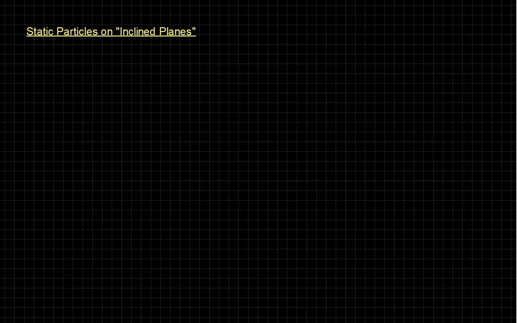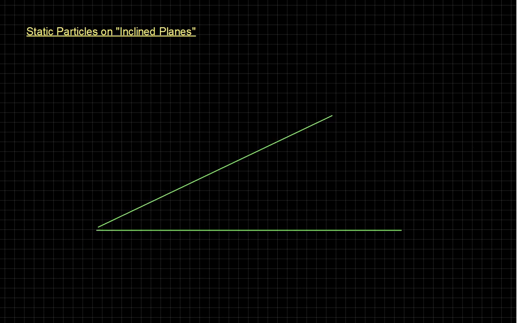Okay, and now talking about this specific kind of problem that we're going to use these rotated axes for. Inclined planes. There's one last example I'll go through, so I won't talk too much on this page, but I just want to make it clear what we're talking about here. When we say static particles on inclined planes, by inclined plane, we literally just mean a slope. Okay, so inclined plane is just technical terminology for a slope.